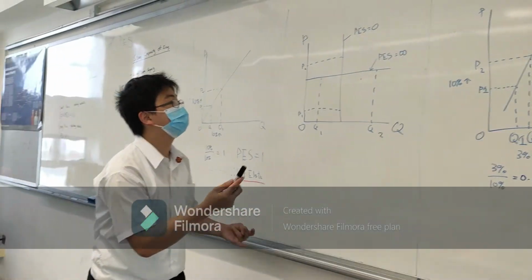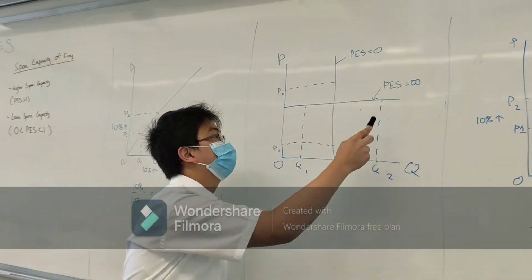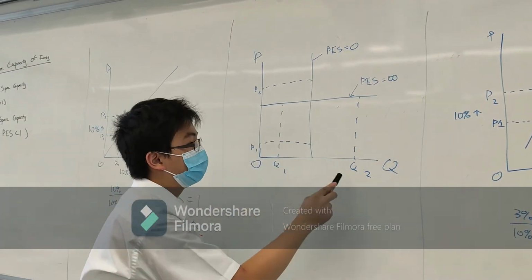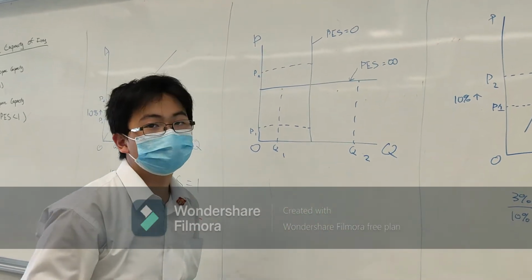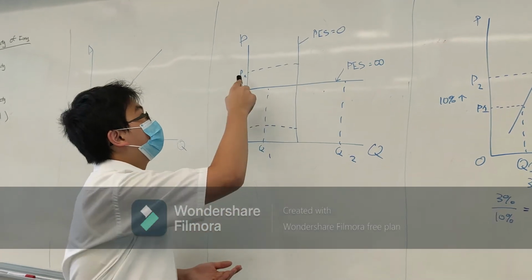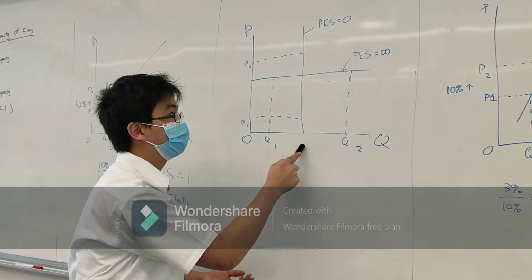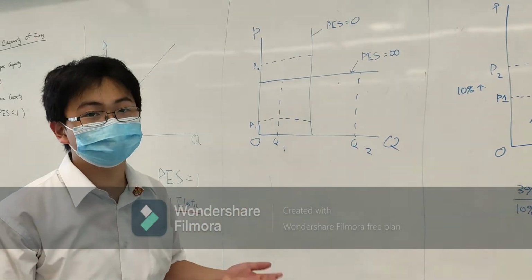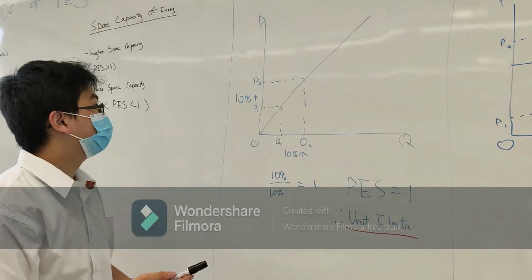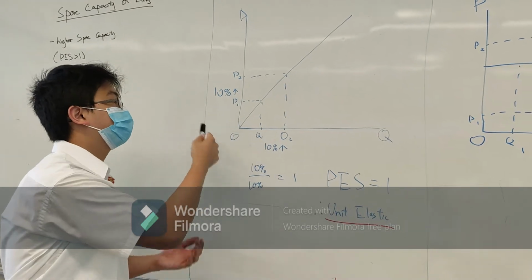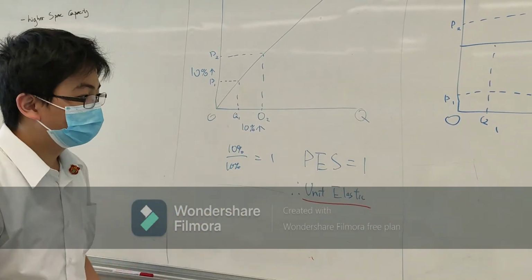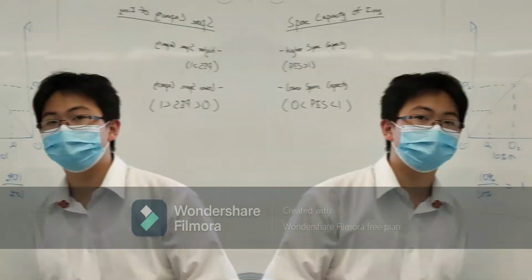Now, in this case, you can see this horizontal supply curve. So you see, when the price is the same, the quantity can differ. So it means it's infinity. But vice versa, if the PES is 0, when the price changes, the quantity doesn't change. So it means it's perfectly inelastic. Now let's look at the case of a unit elastic. So when the price increases by 10%, the quantity also changes by 10%. We yet again plug in the numbers. The PES is equal to 1, so it's unit elastic.